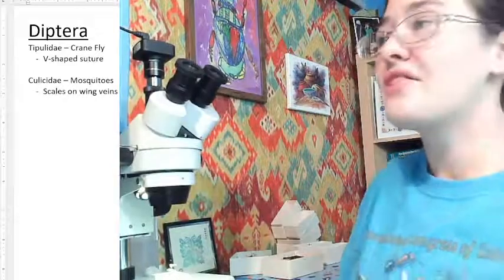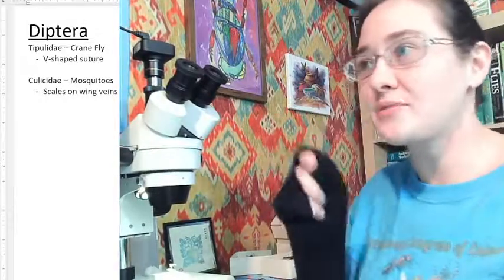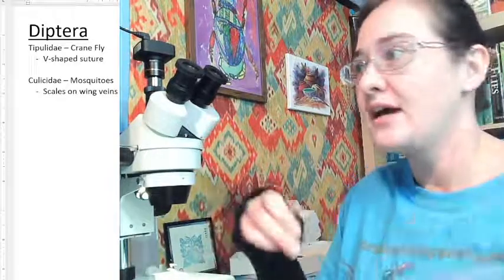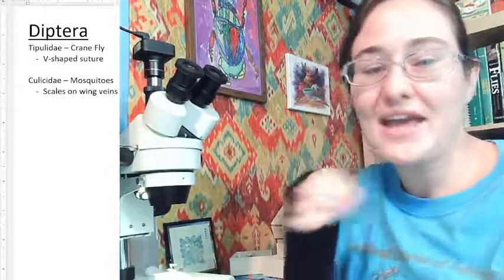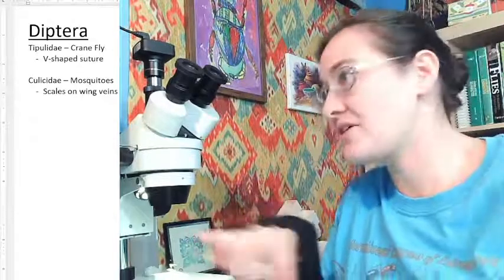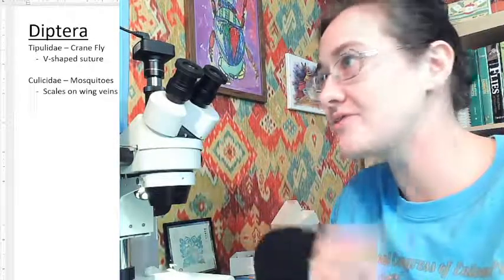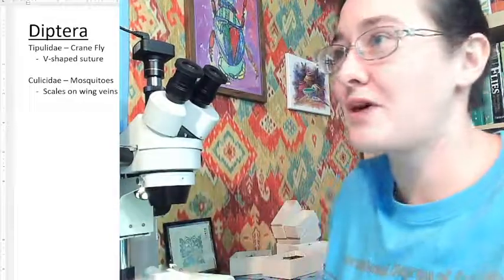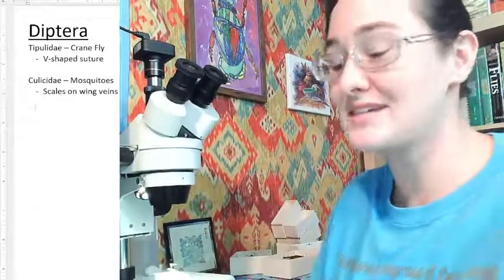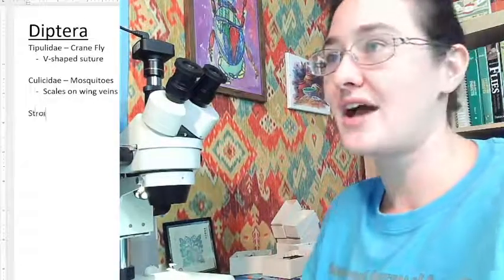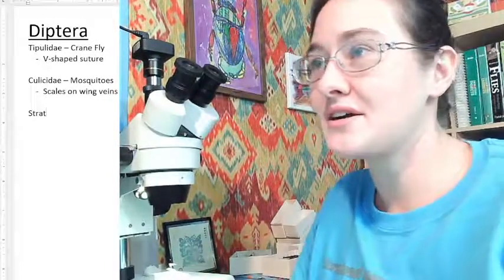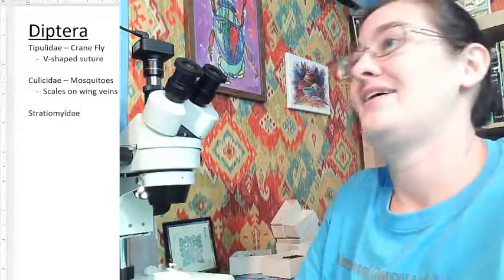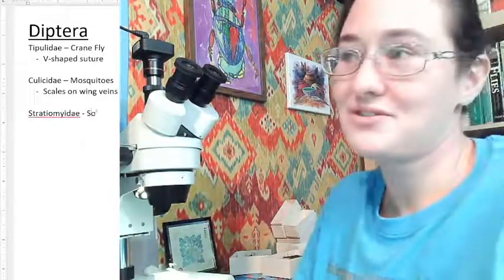All right, so the next type of fly that we're going to be looking at is the soldier flies. These flies can be a variety of really pretty colors. They can be kind of pretty yellows and greens. This one is mostly a yellow-brown color, so it's not the prettiest of the soldier flies. Soldier flies are the Stratiomyidae.